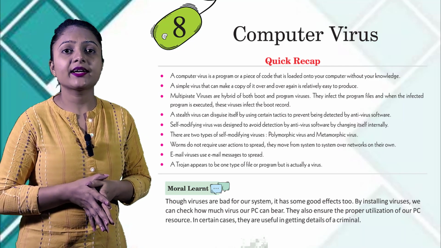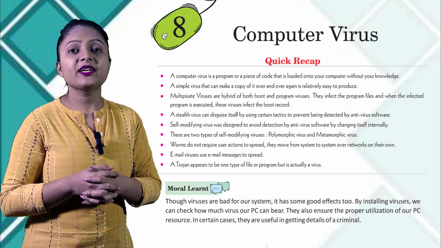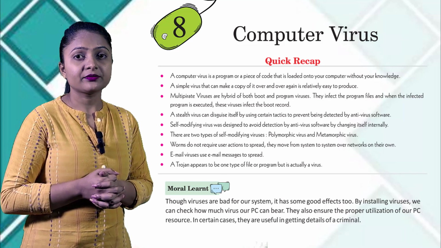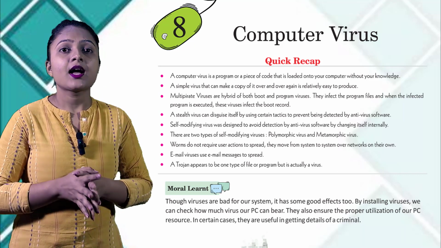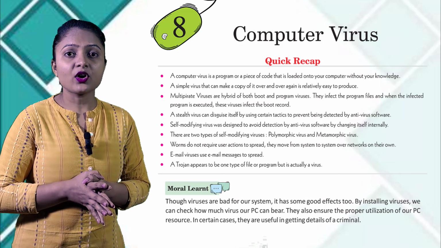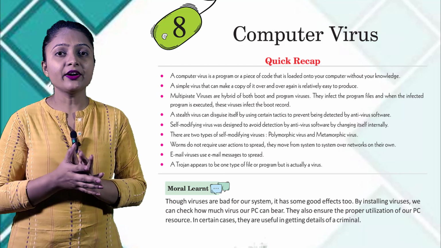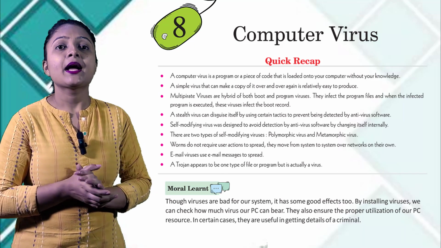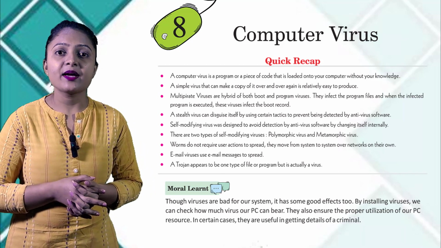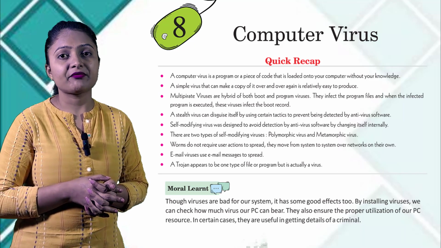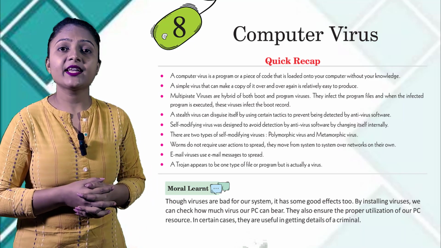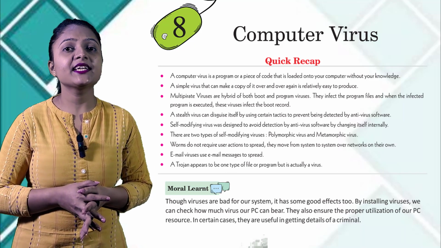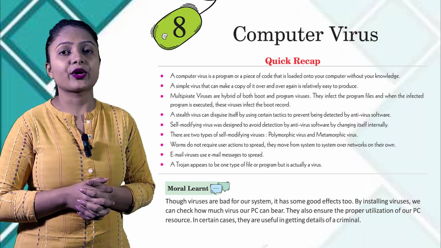A computer virus is a program or a piece of code that is loaded onto your computer without your knowledge. A simple virus that can make a copy of itself over and over again is relatively easy to produce. Multipartite viruses are a hybrid of both boot and program viruses. They infect the program files, and when the infected program is executed, these viruses infect the boot record.